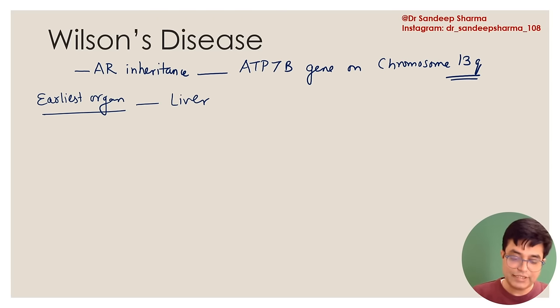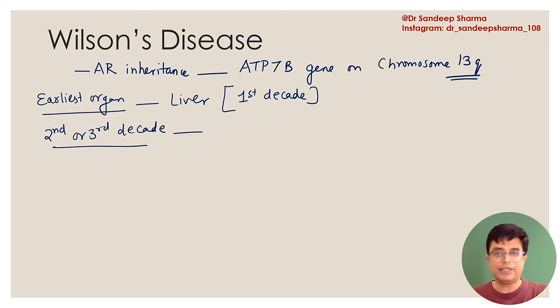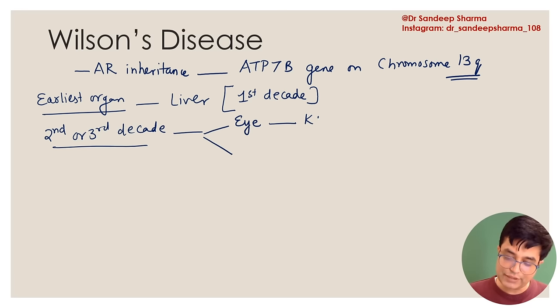Liver is the organ to be involved in the first decade of life. What are the organs which are involved in the second or third decade of life? These are not seen in children but occur after 10, 12, 15 years of age. You have eye involvement in the form of KF rings. Some patients can develop cataracts called sunflower cataracts. So the KF ring is due to copper.